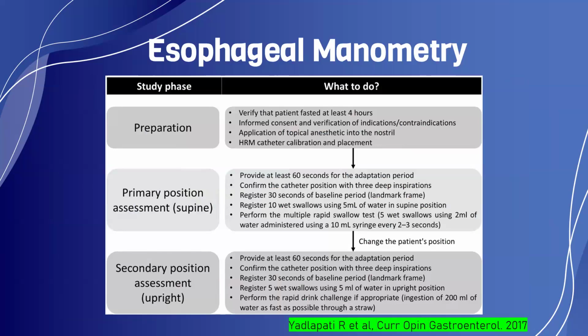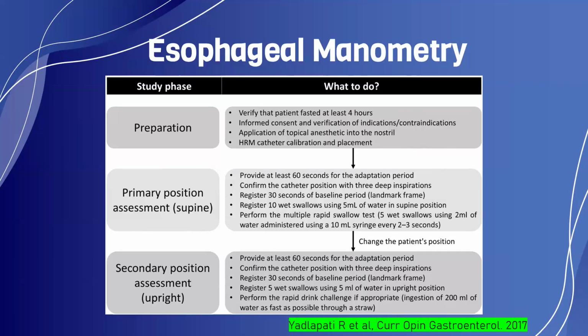For preparation, we have to verify that the patient has fasted for 4 hours, and consent and verification of indication and contraindications are taken. We apply topical anesthetic into the nostril, and HRM catheter calibration and placement should be done. We provide about 60 seconds for the adaptation period, and confirm with 3 deep inspirations, and register 10 wet swallows using 5 ml of water in the supine position, and then perform the multiple swallow test. The second position will be upright, wherein we again provide 60 seconds for the adaptation period, and confirm the catheter position with 3 deep inspirations.